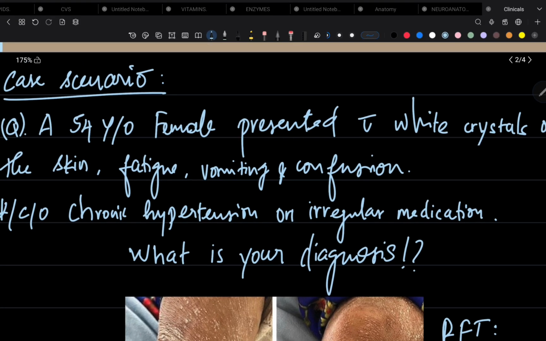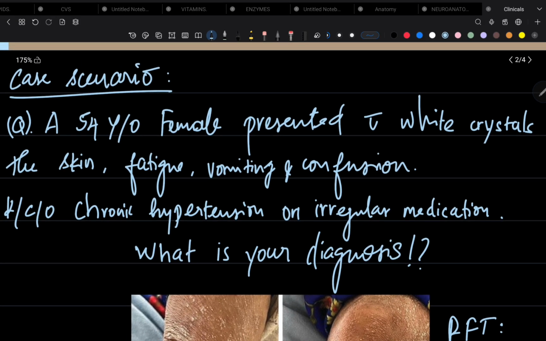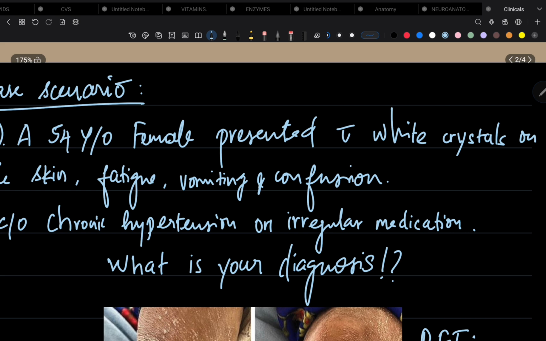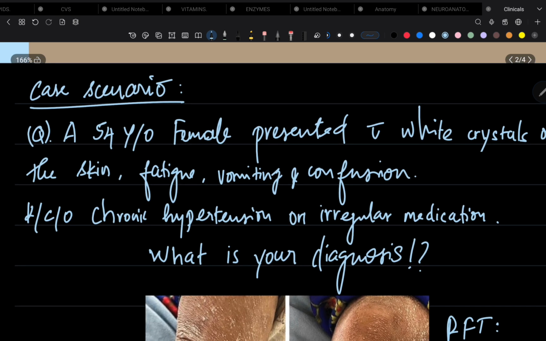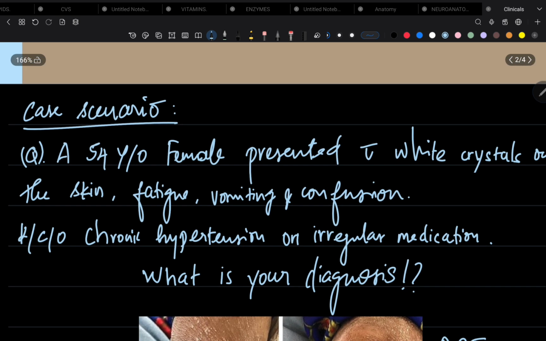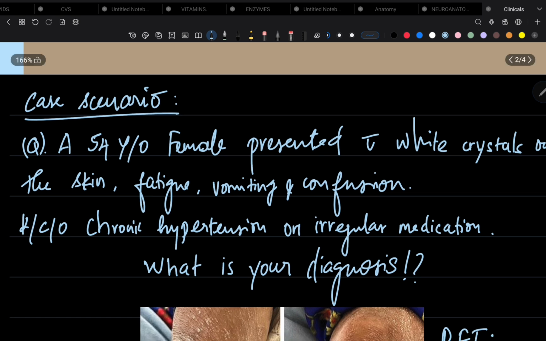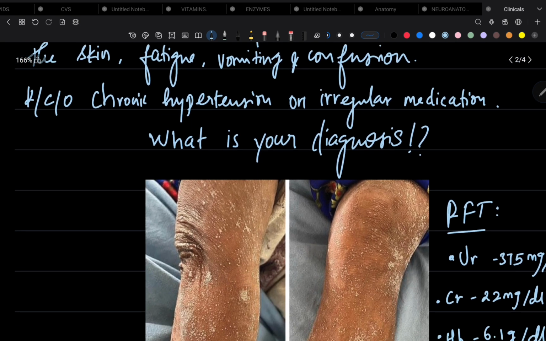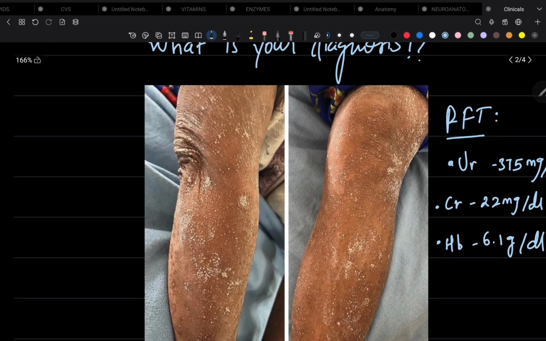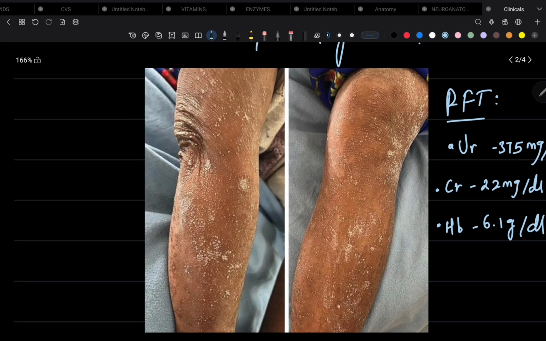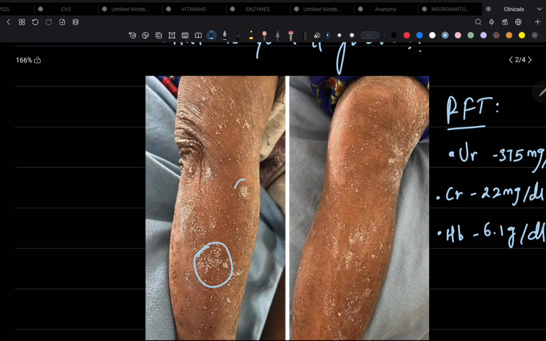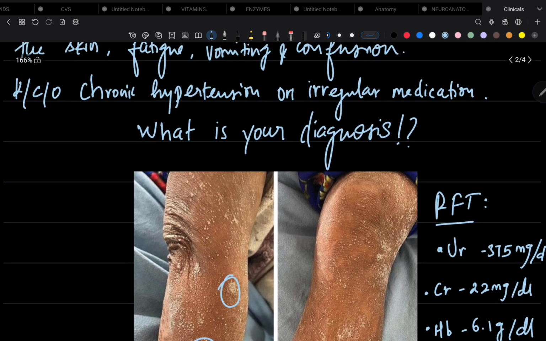Here is a case scenario. A 50-year-old female presented with white crystals on the skin, and she is also complaining of fatigue, vomiting, and confusion. Also, she is a known case of chronic hypertension who is on irregular medication. What is your diagnosis? And this is the picture of the skin lesion of the patient. You can see the white crystals on the skin all over the limbs.